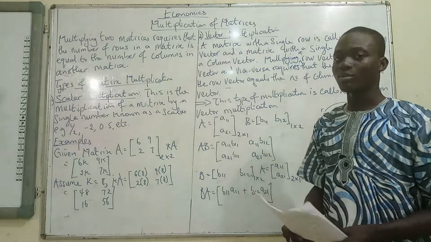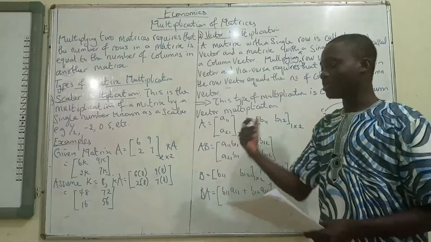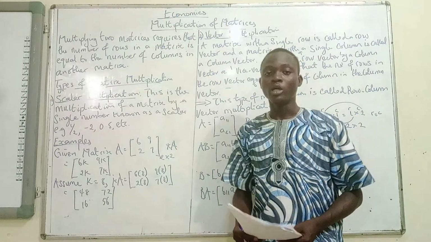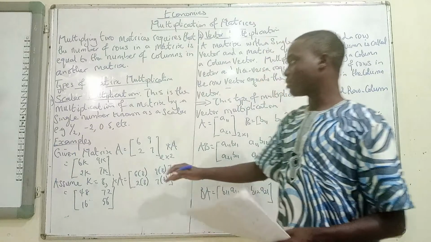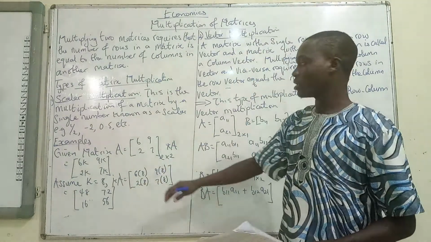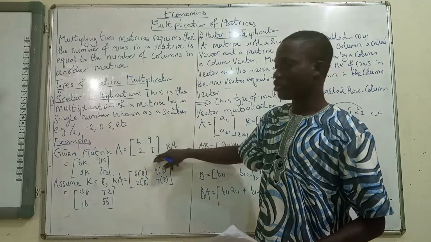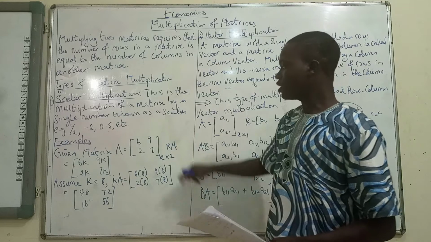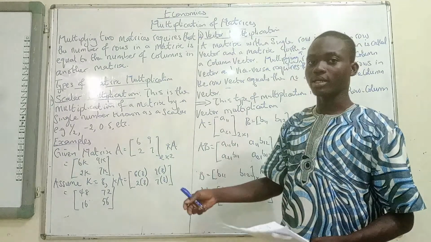Number one, we have a scalar multiplication. This is simply the multiplication of a matrix by a single number known as a scalar. So there's an example here. We have given matrix A to be, this is a square matrix, so it has two rows, 1, 2, and 2 columns. So given this matrix, what is going to be Ka? K is the scalar now.